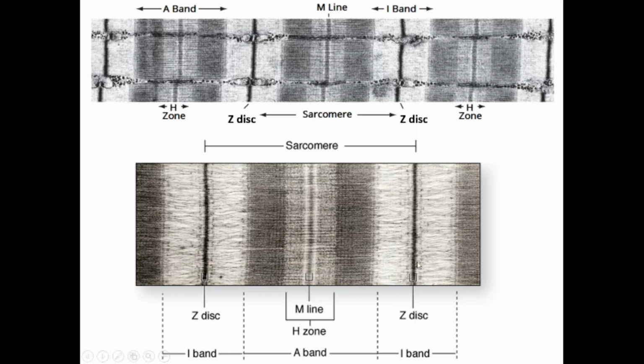From one Z disk to another Z disk is called a sarcomere. Mere means unit, sarco means muscle, so sarcomere means a subunit of muscle. By repetition of sarcomeres end to end in the muscle cell, we create myofibrils. I will show you better in the next slides.